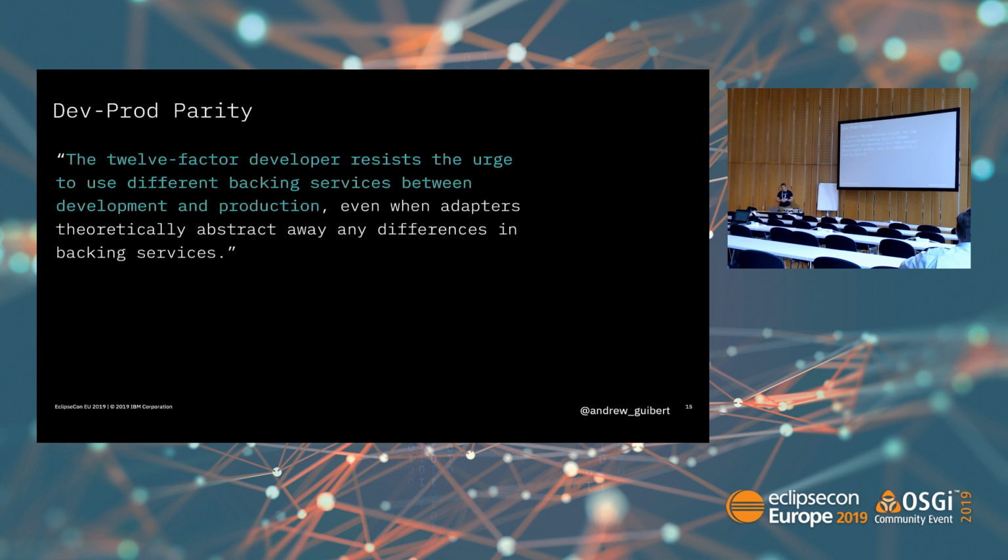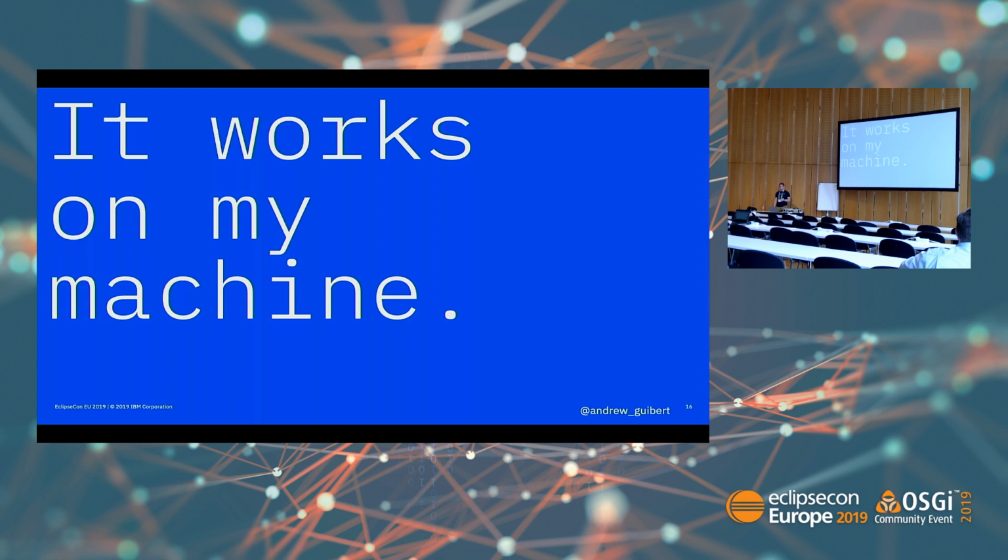So here's a useful quote from the 12factor.net website, and this says, "The 12-factor developer resists the urge to use different backing services between development and production, even when adapters theoretically abstract away differences in backing services." And I think a good way to sum this up is the excuse, "It works on my machine." I've heard this one a lot in the software industry. It's probably the most dreaded problem to debug because it's very frustrating to work with. And if you're doing Dev Parity properly, then you will minimize these kind of excuses.